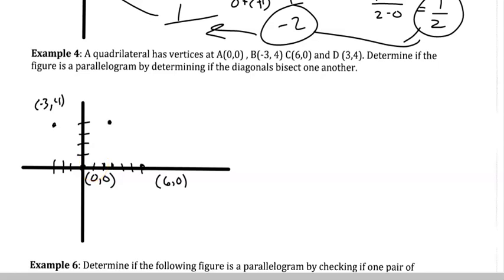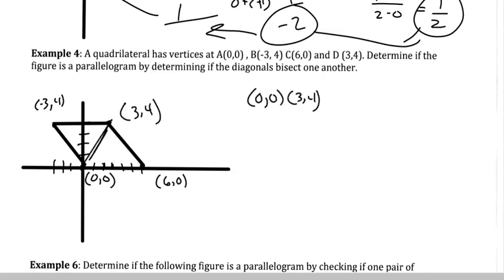Okay, now we want to figure out if this thing is a parallelogram, and we're going to do this by seeing if the diagonals bisect one another. What was the formula that helps us with things bisecting one another? Flip back to the front page. It is which formula? Midpoint. So if the midpoint between 0, 0 and 3, 4 is the same location as the midpoint between -3, 4 and 6, 0, those have the same midpoint, then they bisect one another.